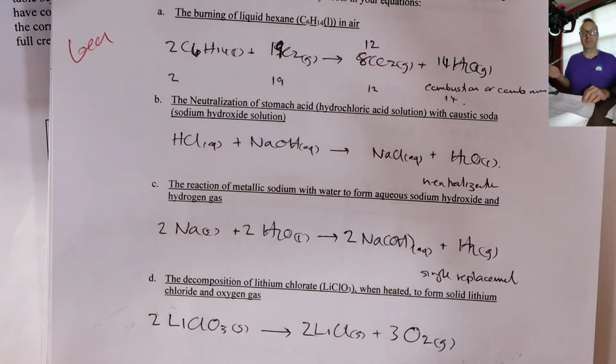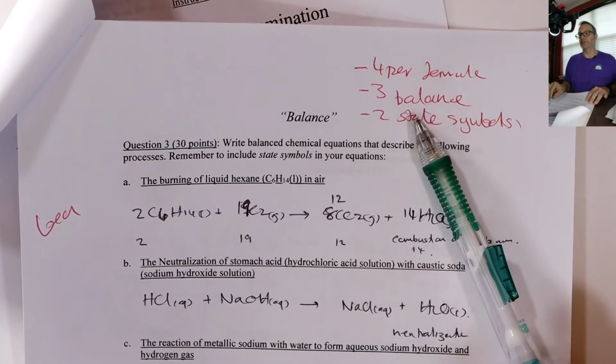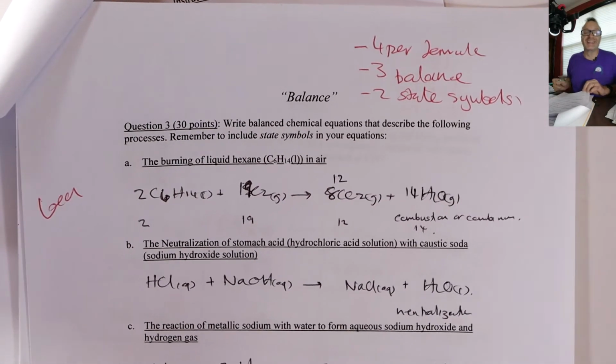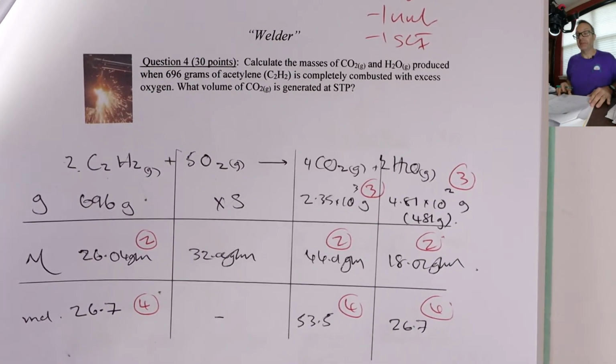Okay. Again, 1 point each for each kind of descriptive word, what kind of reaction it was, and then 6 points per balanced. And then 4 off per formula, 3 off per balanced, 2 for state symbols. Water can't be aqueous. You can't dissolve in yourself, it's liquid. All right. Now, the welder one, I did my favorite method, okay?